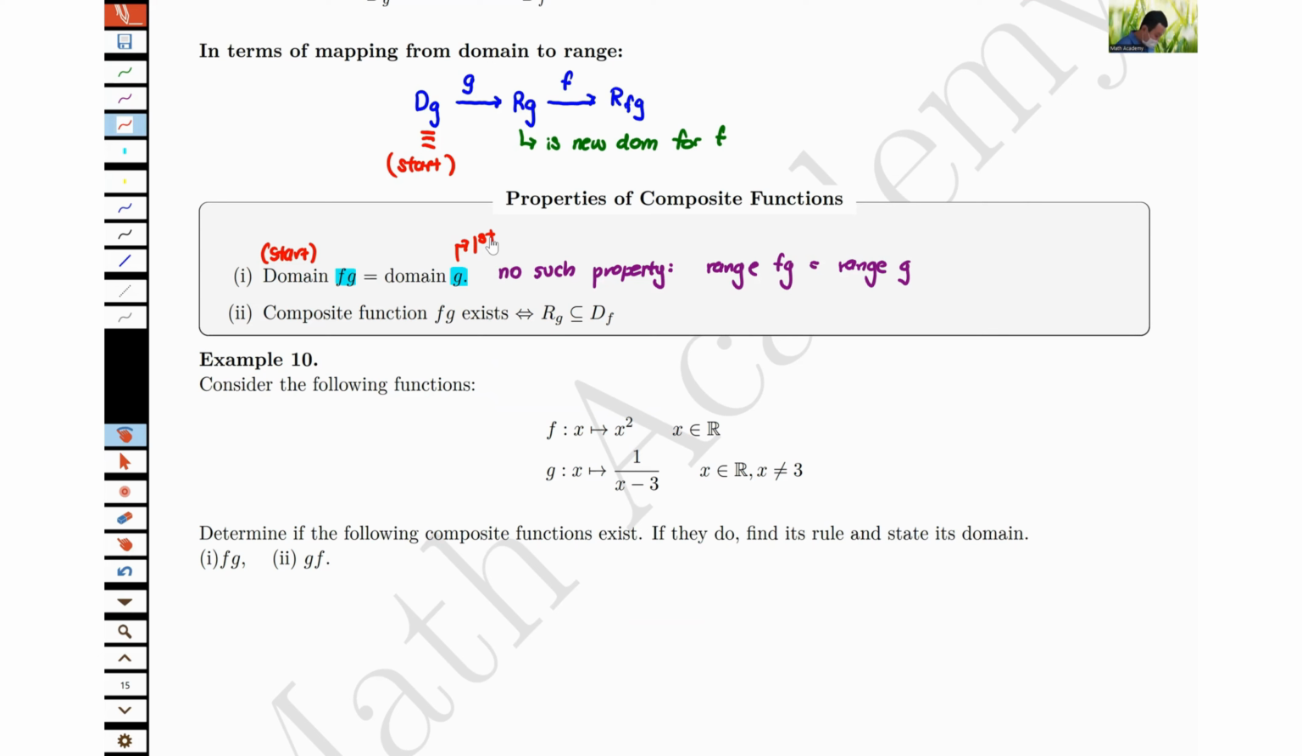And the second one I've covered with that example just now: if they use this phrase, composite function exists, it is to check that range on the first function is a subset of domain on the second function. Range first, subset domain second.